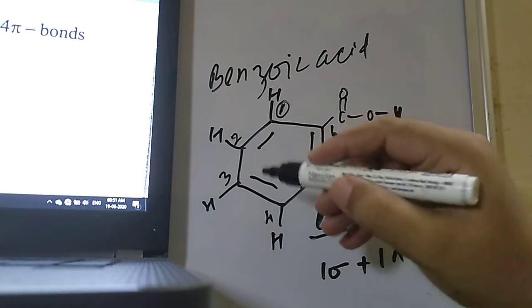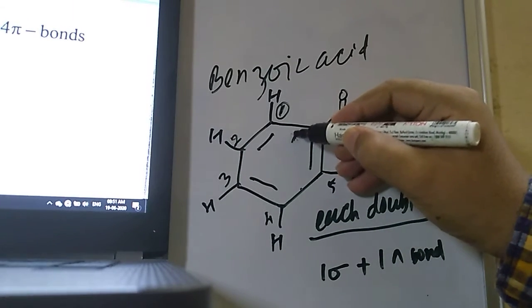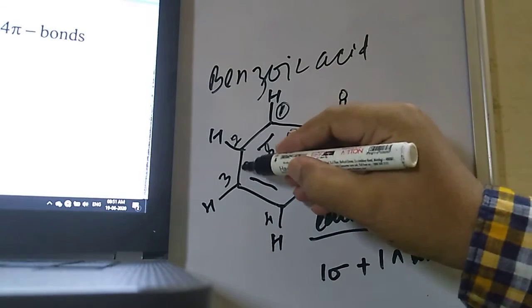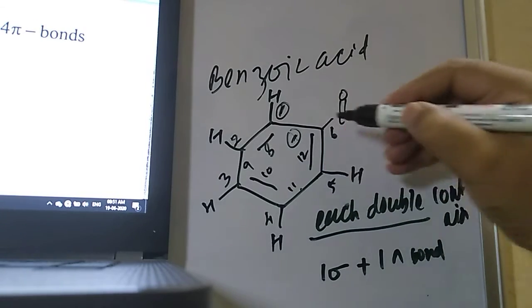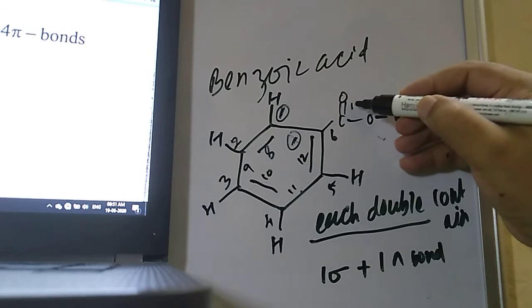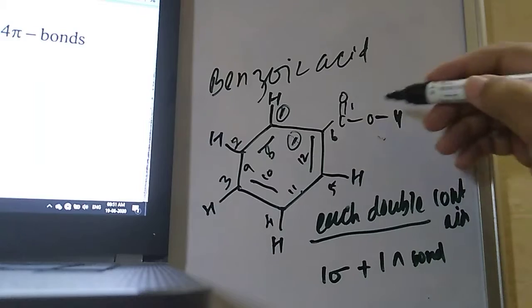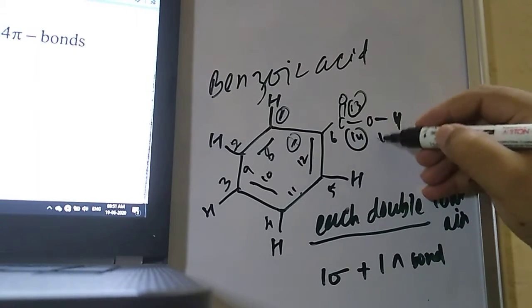Now go to the benzene ring. Here, going inside, this will be 7. This is 7. Here the pi bond is there, so this is 8, this is 9, this is 10, this is 11, and this is 12 sigma bond. Here is a double bond, so 1 sigma bond will be there, because each double bond contains 1 sigma and 1 pi. So here is 12, here is 13, this is 14, and this one is 15.